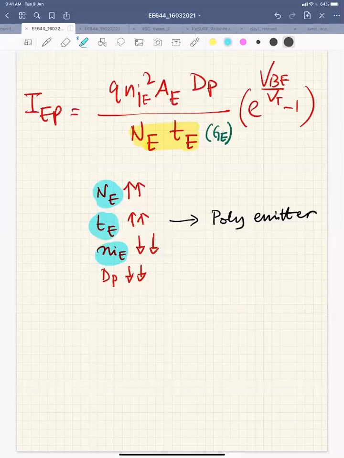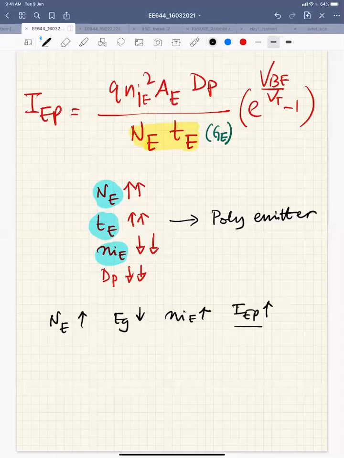So if your band gap reduces at very high doping, your NI will increase, right? That will have an opposite effect on IP, because you are doping your emitter very high. If you're doping your emitter very high, your band gap is reducing. Since the band gap will be reducing, your NI will be affected, right? So to write down, if your NE is high, your band gap will reduce, so that will again increase NI. NI increase means your IP will also increase, right?